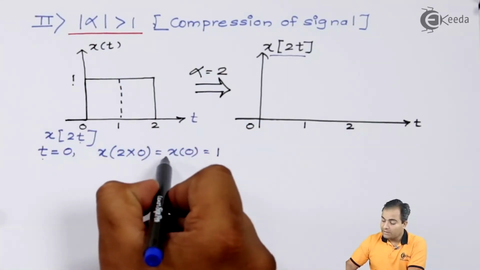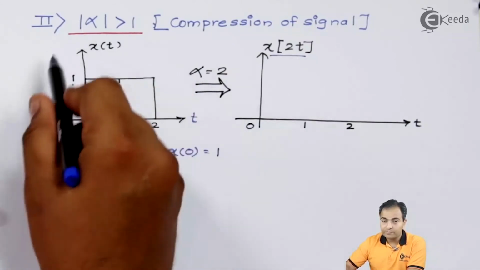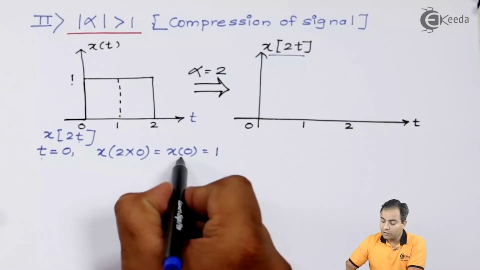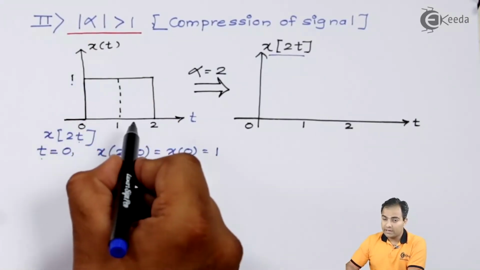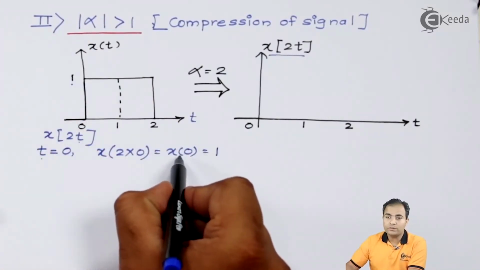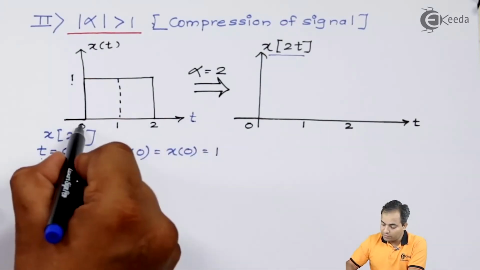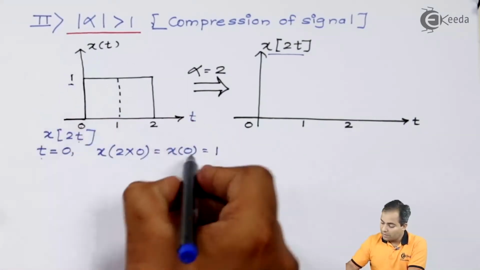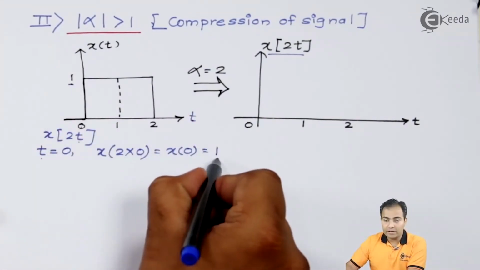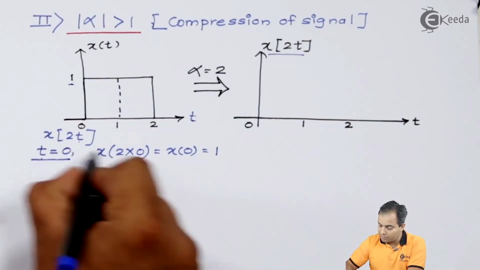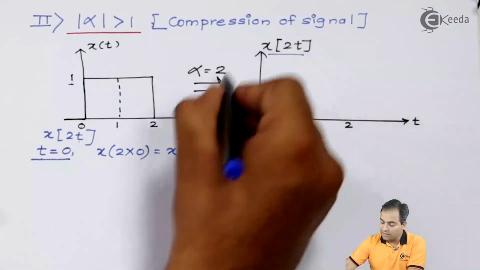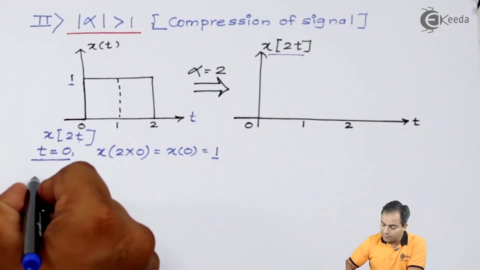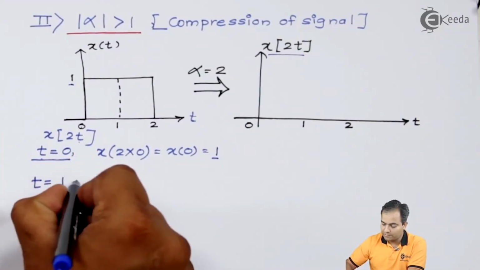So here I am going to write amplitude 1. I'll repeat. In this graph, we have to find out the amplitude of x of 0. X of 0 means the function's amplitude at t equals 0. So at t equals 0, this function has amplitude 1. I'll draw it later on. Next, we'll substitute the next value, t equals 1.